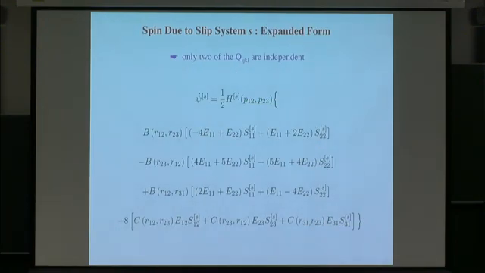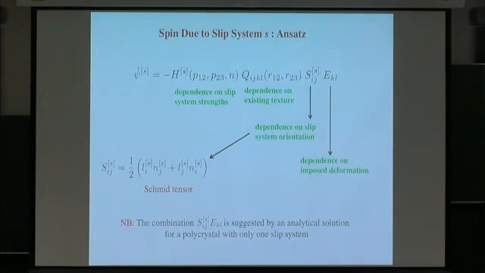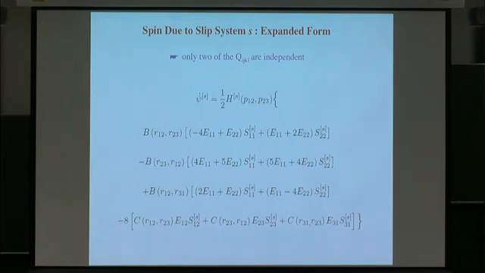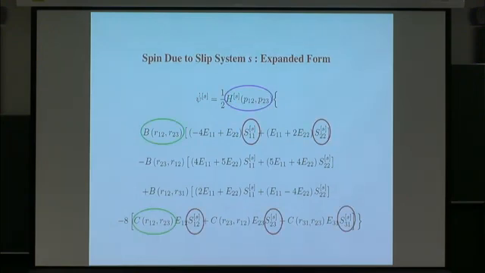So, first of all, the spin due to a slip system S, we're writing this now in an expanded form. It turns out what we do is we fit this ansatz to predictions of the SO model, to get the coefficients. And we find, in fact, that of the coefficients Qijkl here, only 2 of them are independent. And so I call those independent parameters B and C.